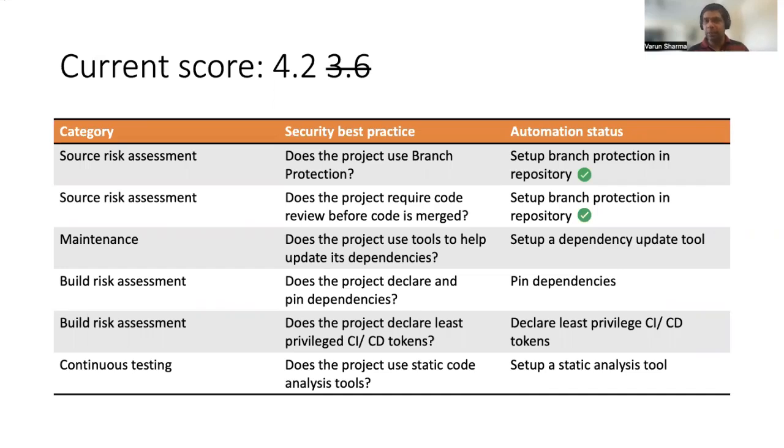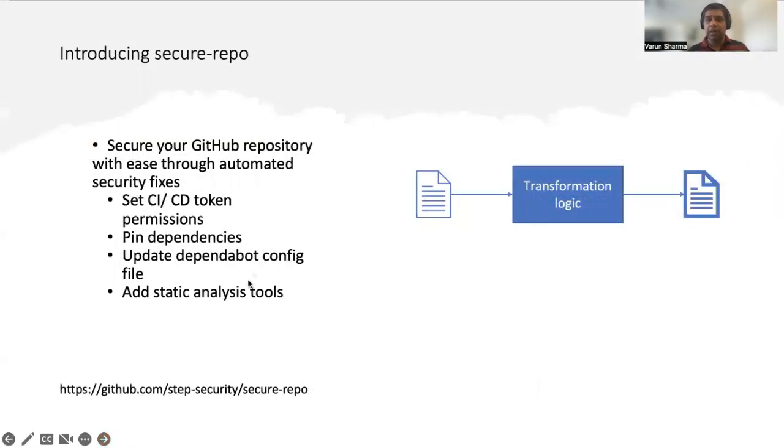Now, the next thing that we need to do is to fix the rest of the issues: to set up a dependency update tool, pin dependencies, declare least privilege tokens, and set up a static analysis tool. And to do this, we are going to use code from this project called Secure Repo. Secure Repo is something that StepSecurity maintains, and it is a set of automations that help you transform a source file from one state to another.